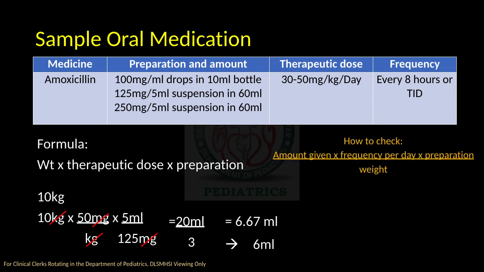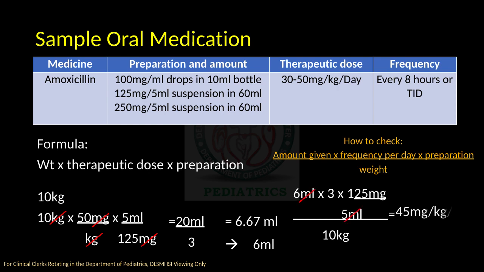So how to check if your medication is within the therapeutic dose? The amount given multiplied by the frequency per day multiplied by the preparation and divided by the weight. So that would be 6 ml multiplied by 3 multiplied by 125 mg per 5 ml suspension divided by the weight. From here, you will get 45 mg per kilogram per day. This is within the therapeutic dose of 30 to 50 mg per kilogram per day of amoxicillin.